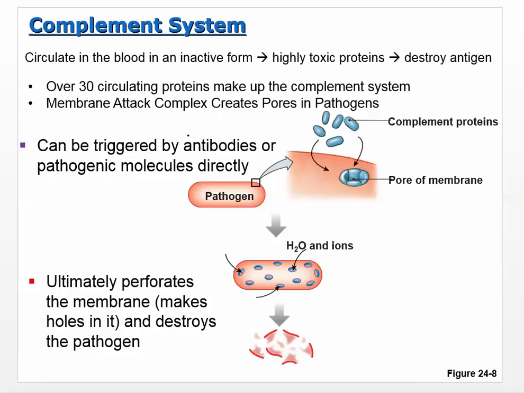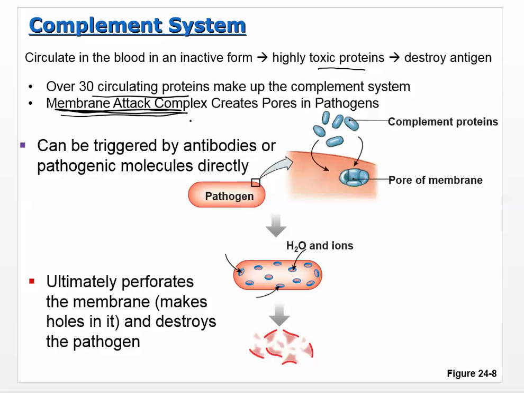Okay, so the complement system. Complement with an E, not compliment. Gee, you have great hair. So the complement system is a bunch of proteins, over 30 proteins that are circulating in your blood right now, just looking for trouble. They circulate in the blood in an inactive form. However, they are highly toxic, specifically to mostly bacteria. Okay, so pathogens, and they'll destroy the pathogens by creating something called a membrane attack complex.